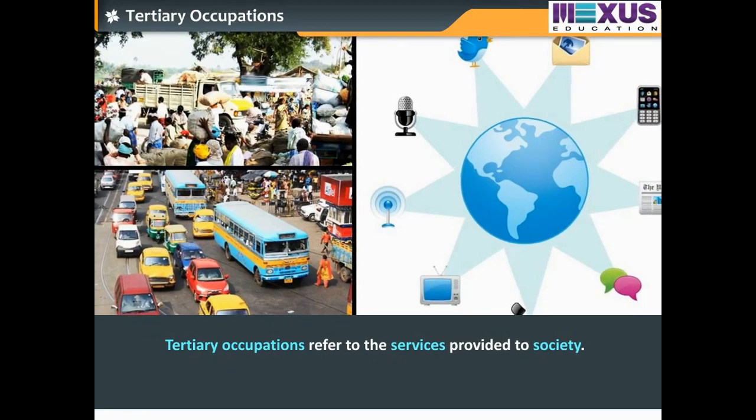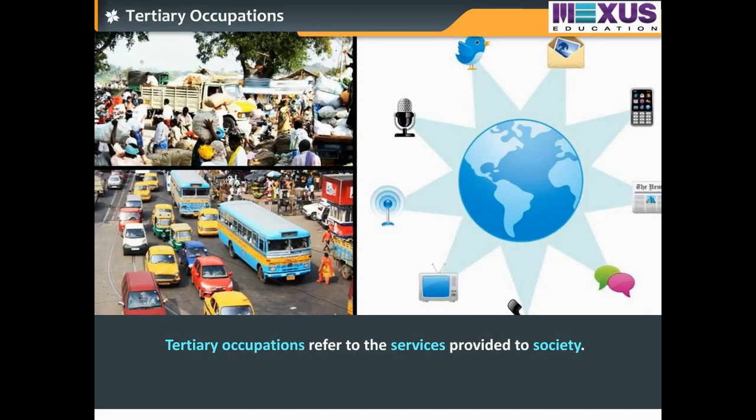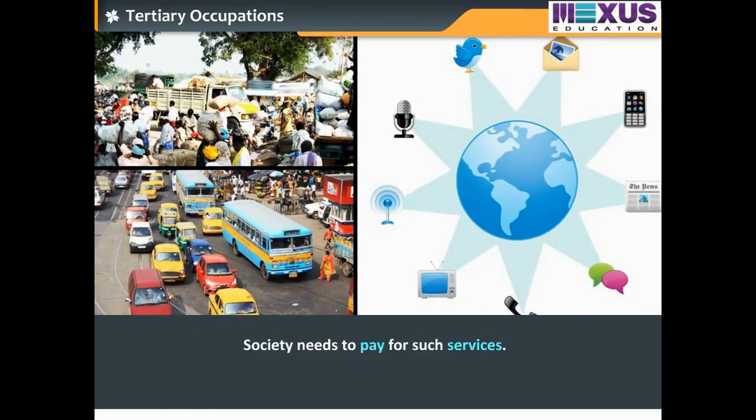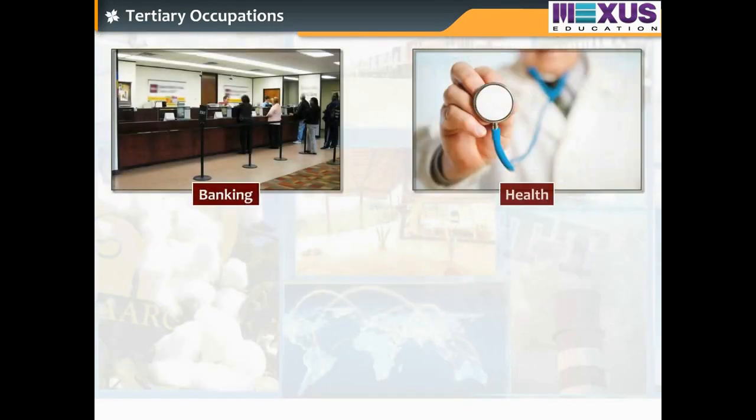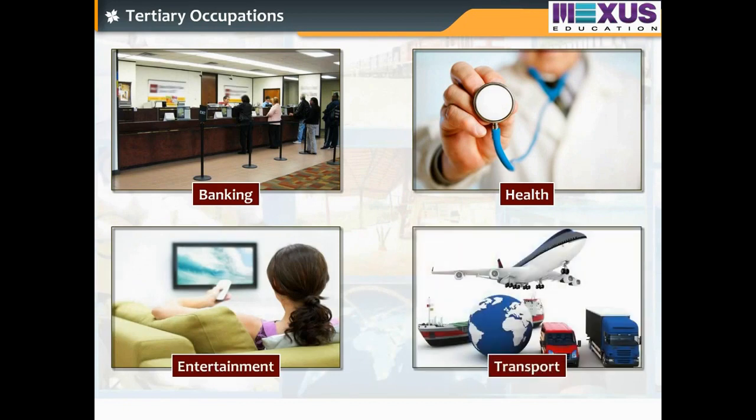Tertiary occupations refer to the services provided to society. Society needs to pay for such services. Services includes banking, health, entertainment, transport, etc.